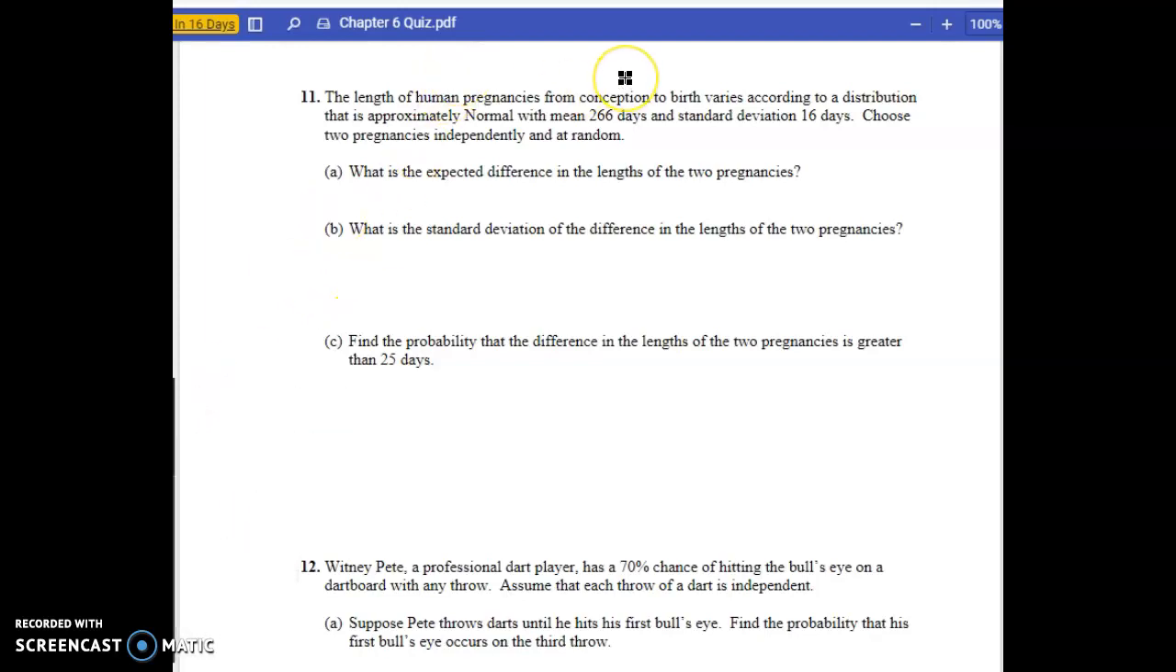The length of human pregnancies from conception to birth varies according to a distribution that's approximately normal. That's important. The mean pregnancy is 266 days, and the standard deviation is 16 days. Choose 2 pregnancies independently at random. I called this P, so P is going to represent pregnancies. We know it's normal, and we know the mean and standard deviation. So everything's really going to be based off of this distribution P.